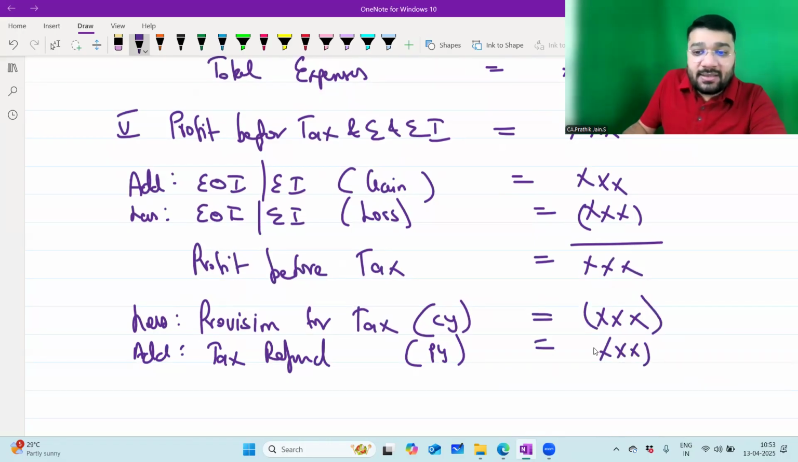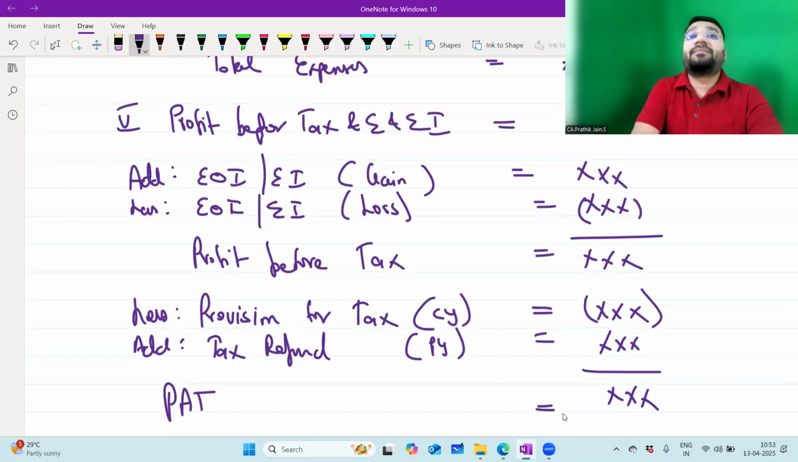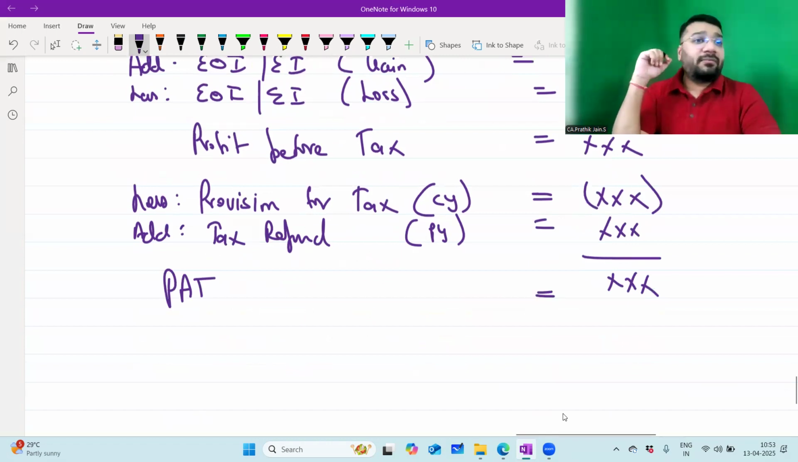No, this is minus. This is add. What do you get? You get profit after tax, which is shortly and sweetly called PAT. Now, from the PAT, either you can do appropriation here or you can do the appropriation in the notes to accounts also. Both methods are followed. Which is the right method? Taking it to the surplus and from there appropriating is the right one.